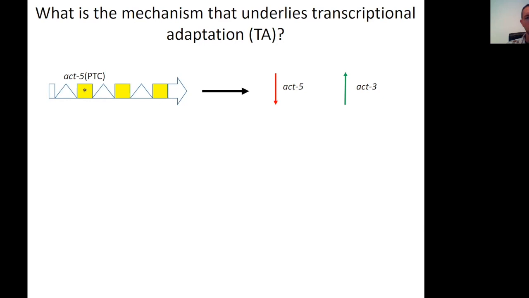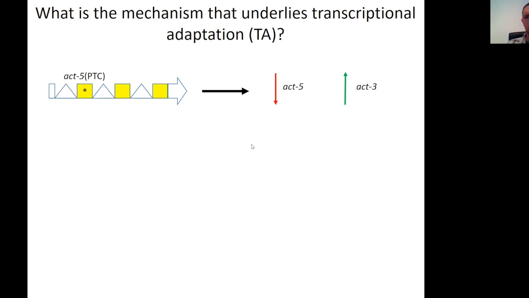Basically, mutant alleles are generally degraded, and following degradation, transcriptional adaptation describes the process where these degraded fragments are then used to alter the regulation of similar genes. So in this case, we have a premature stop codon containing allele for the gene actin-5, and following degradation of this transcript, we find that the adapting gene actin-3 is upregulated.